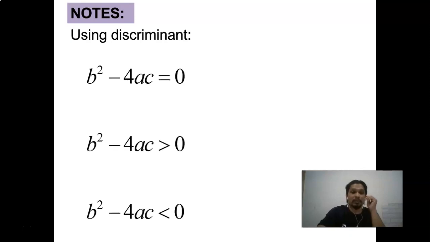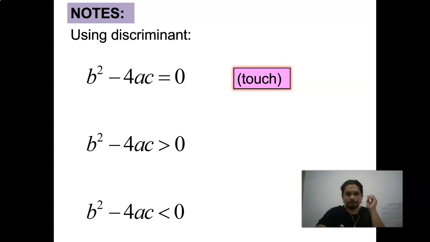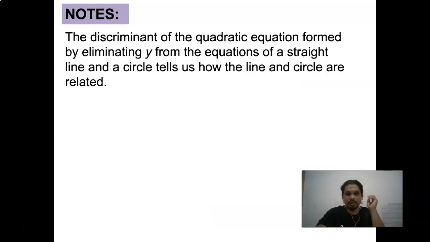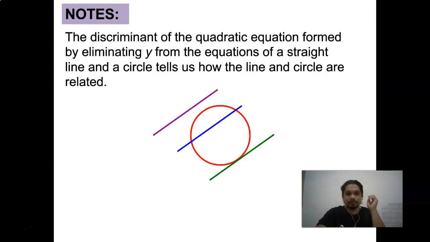Okay, you may also use the discriminant of this, because hopefully you still remember this, the thing that was taught to all of you in Form 4 and Form 5. Okay, so let's continue with the next one here. The discriminant of the quadratic equation formed by eliminating y from the equation of a straight line and circle tells us how the line and circle are related.